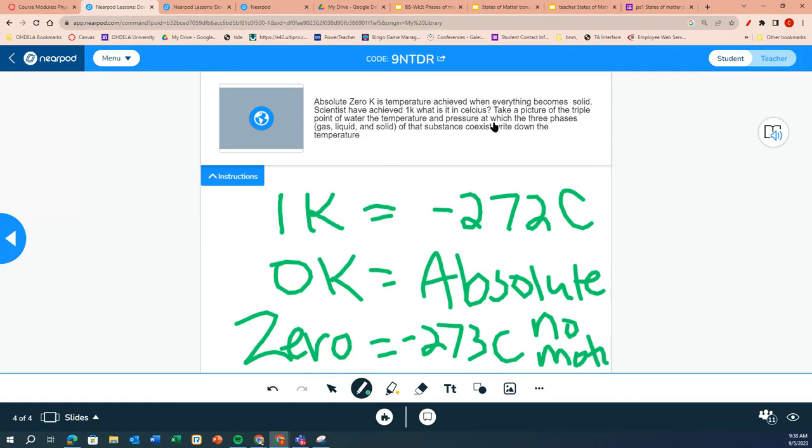So the triple point is the temperature at which gas, liquid, and solid are all at the same point. There's a gas, some liquid, and some solid. Right, so just write that 1K is where the scientists get to, which is minus 272, and 0K is absolute zero.